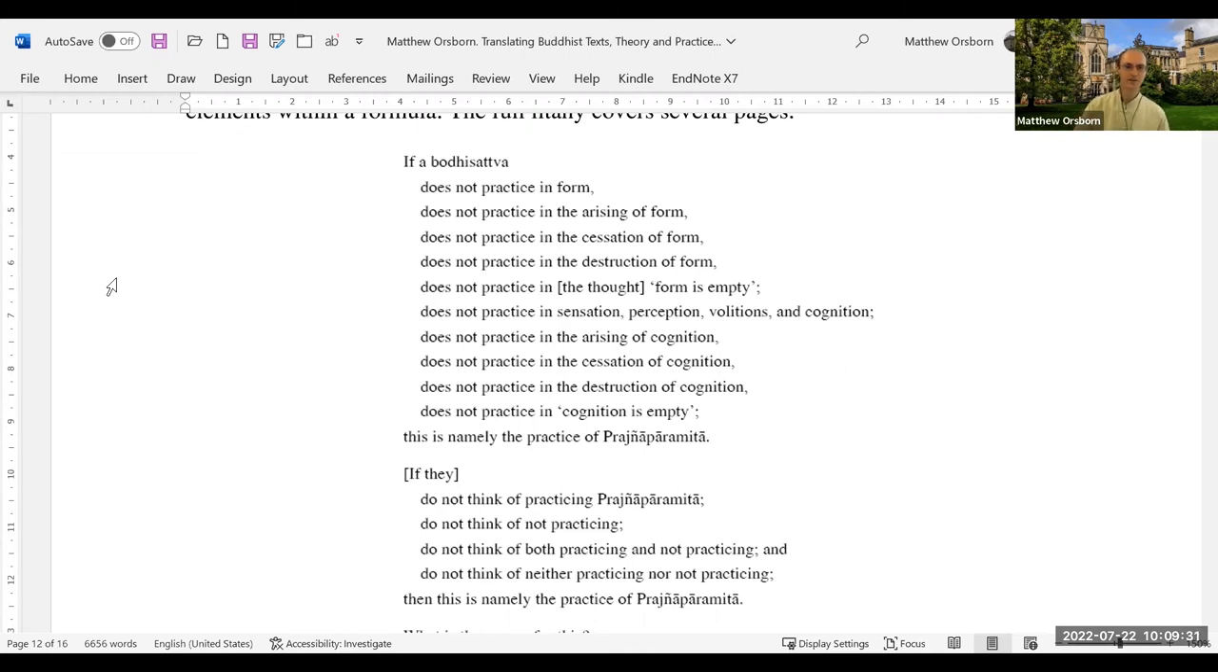Now, there's a lot of repetition in the middle, right? Like variations on "does not practice in," and then we're moving through the five aggregates: arising, cessation, destruction, thinking of it as empty, right? You might lose it, but then when we get to the end, this last line, "this is namely the practice of prajna paramita." By setting it off back into the page, boom, it's a very clear resolution and it caps off this repeated content in the middle. If a bodhisattva does not practice in a certain way, this is namely the practice of prajna paramita. And visually on the page, we know where the key points are and what to focus on.